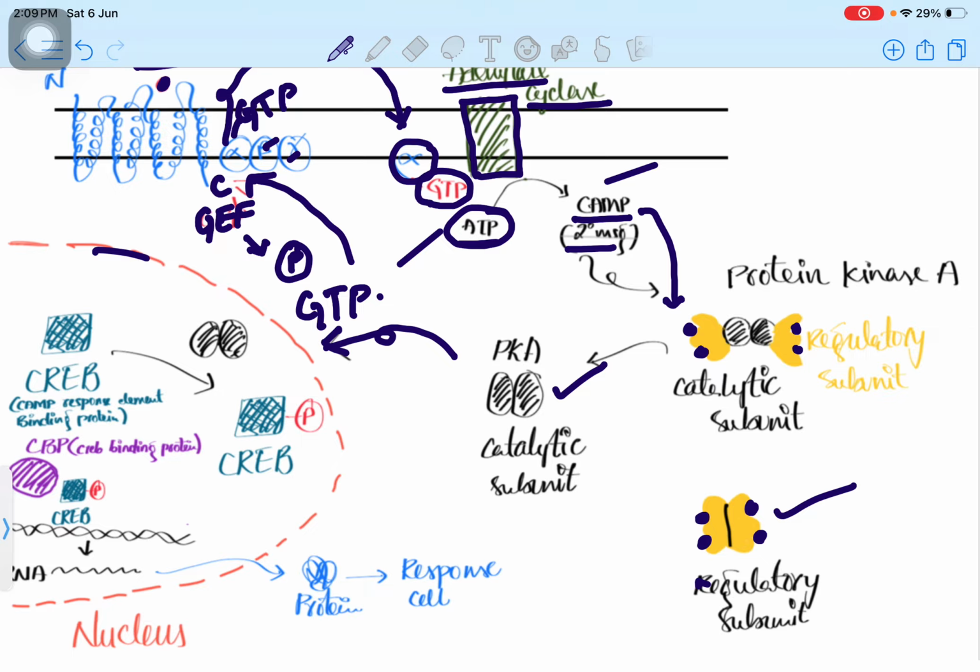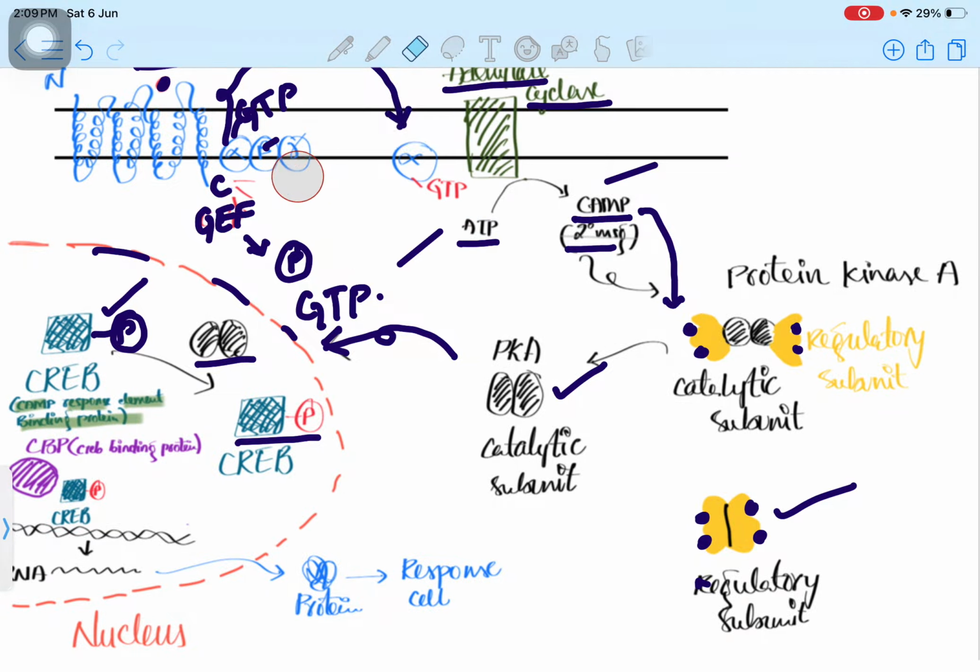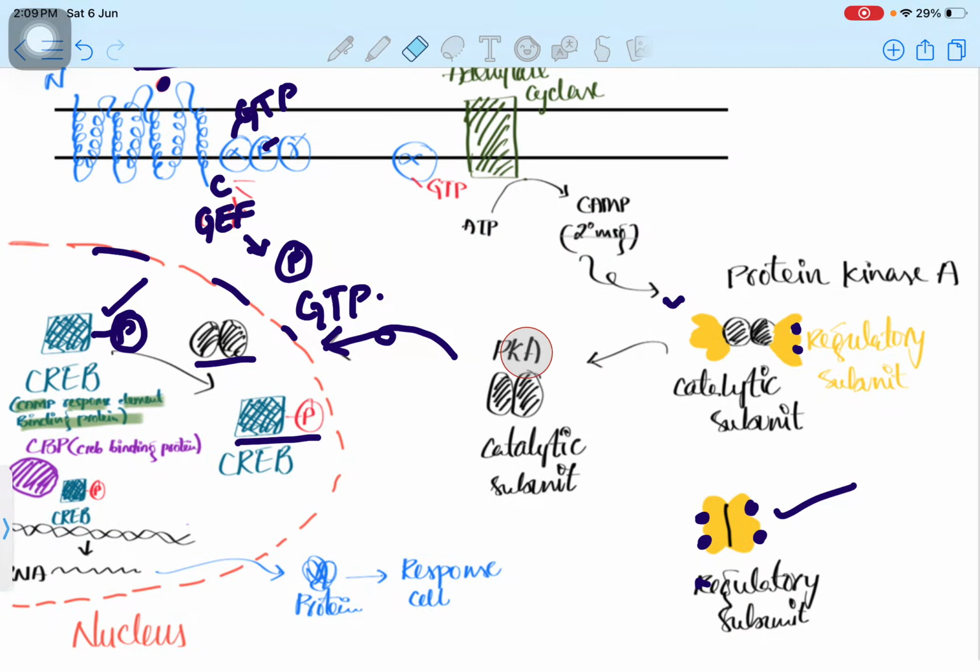These PKA catalytic subunits go inside the nucleus and activate CREB. Means the catalytic subunit will give a phosphate to the CREB, so that CREB will get activated. Who is CREB? Here CREB is nothing but cAMP response element binding protein.